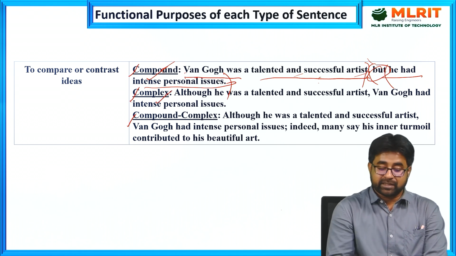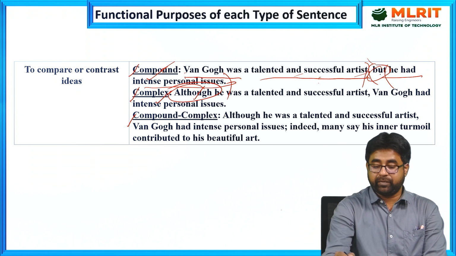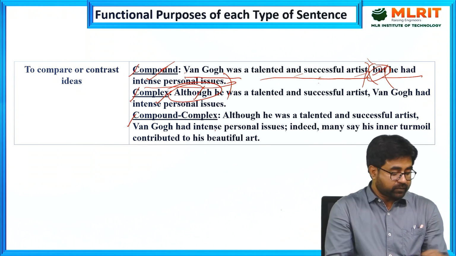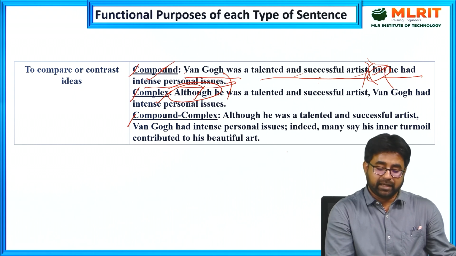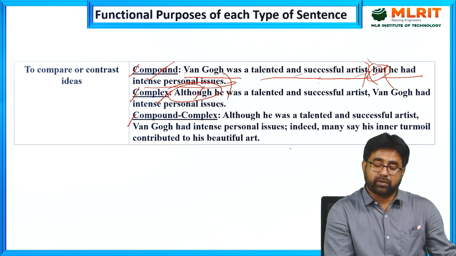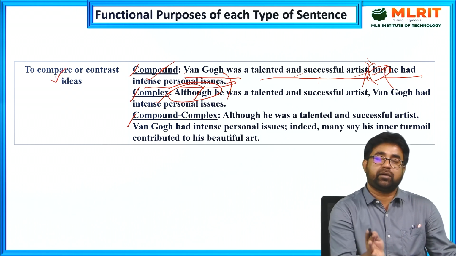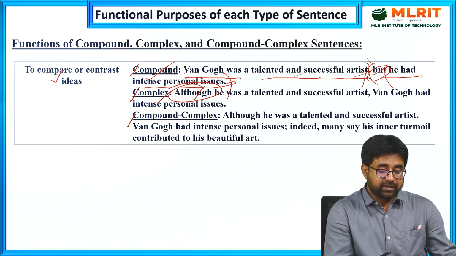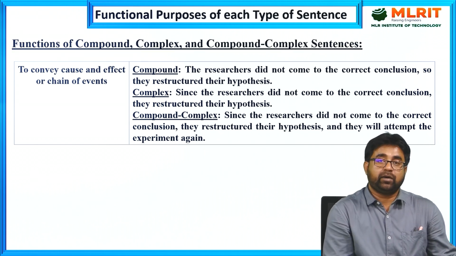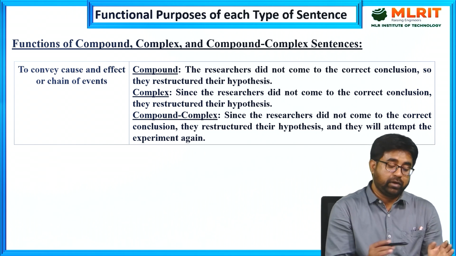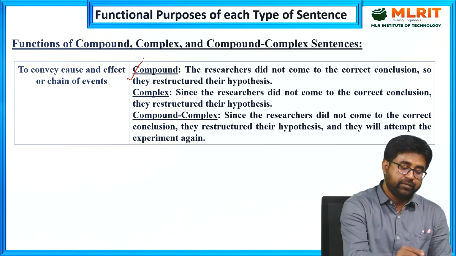Similarly, a complex sentence, you can see it's joined by a subordinating conjunction instead of a coordinating conjunction here. So in a compound complex sentence, you will find that 2 independent clauses are there and at least one subordinate, dependent clause. So you have to remember this to compare or contrast between ideas. Now the next thing is to convey cause and effect or a chain of events. If we want to convey or explain a chain of events, then also we can use these 3 kinds of sentences.